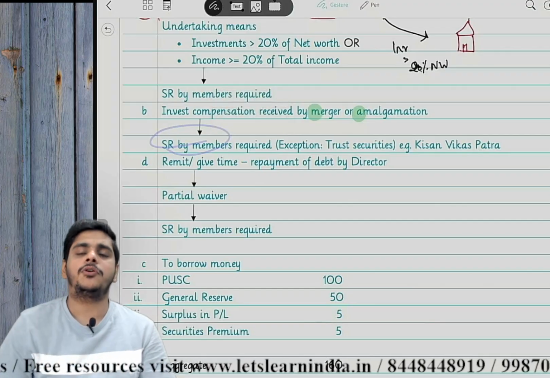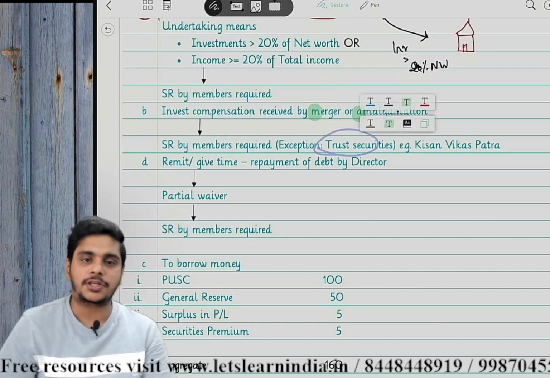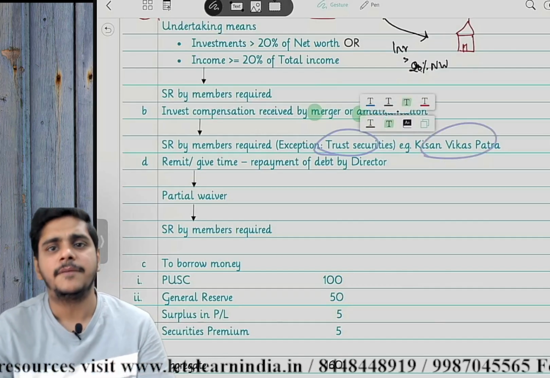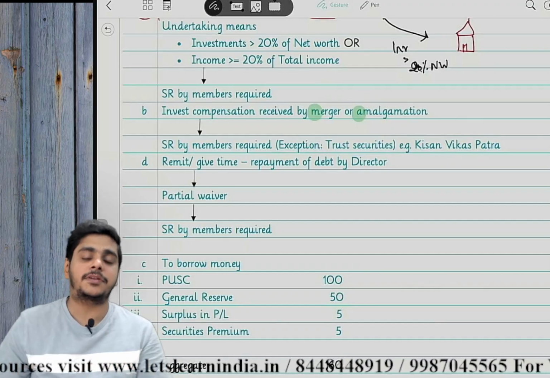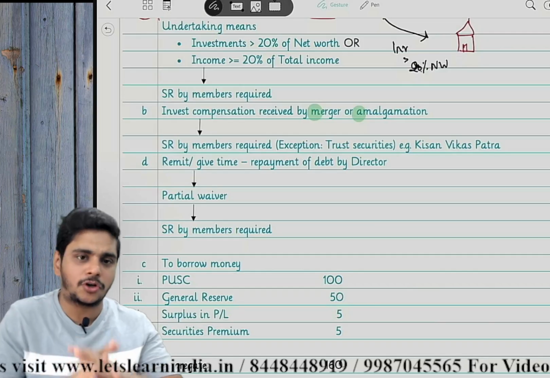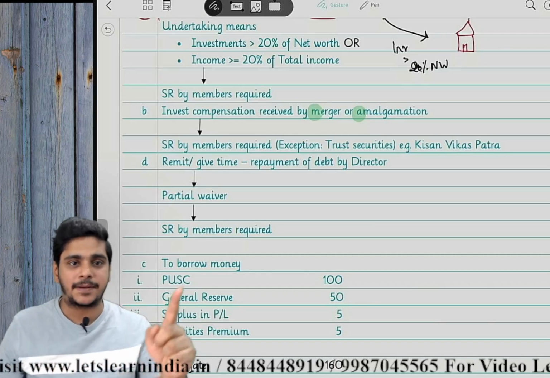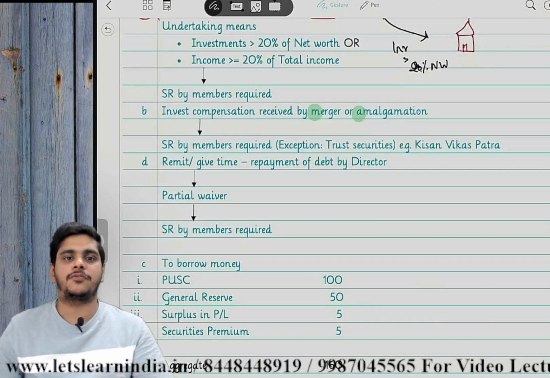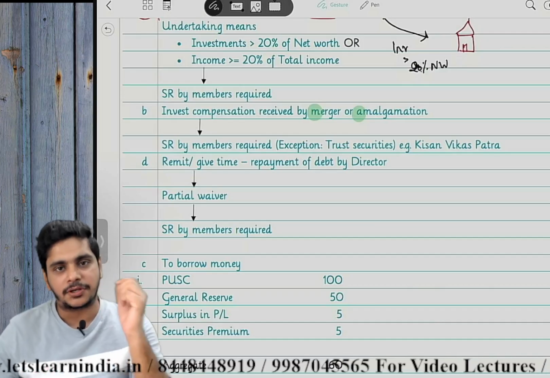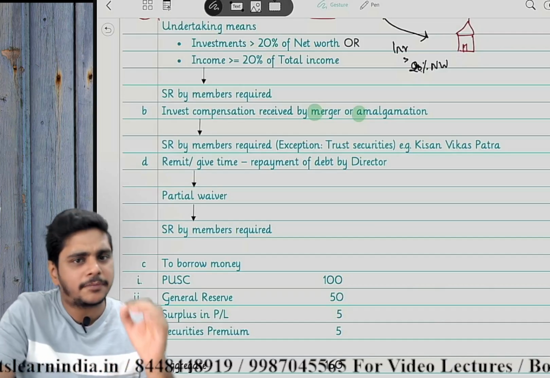If you want to invest in trust securities, trust securities means, for example, Kisan Vikas Patra, Rajiv Gandhi Vikas Patra, Indira Gandhi Vikas Patra. All these patras are very secured, very safe investments. You want to do it, you do it, board, it is your power. So in general, it is members by SR. The exception is trust securities. If you want to invest the compensation received by merger amalgamation in trust securities, then board, you can do it.